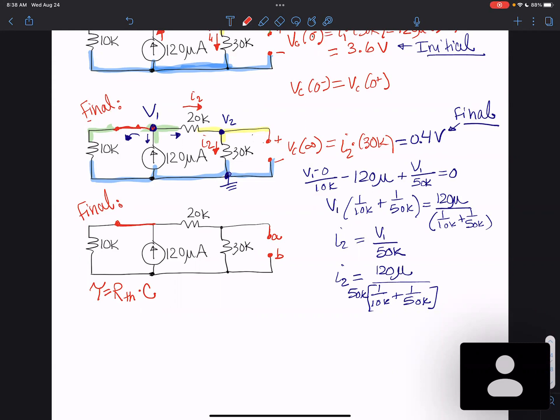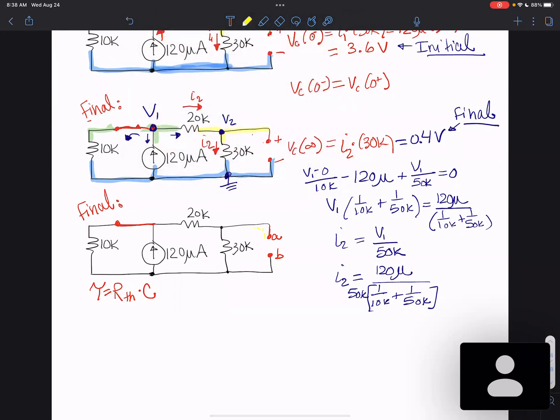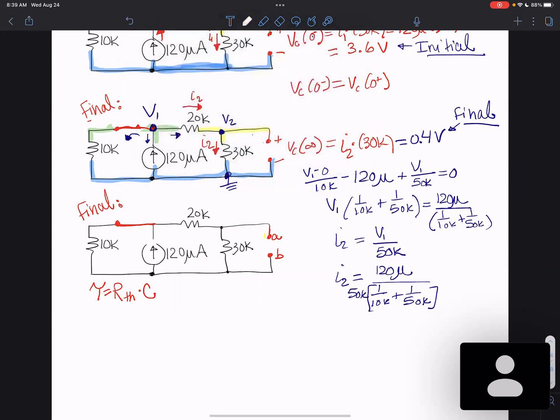If it's a current source, it will become an open. If it's a voltage source, it will become a short. Then just take the pathway from A, and take it around to B, and that will be your Thevenin. So here I'm going to open this.